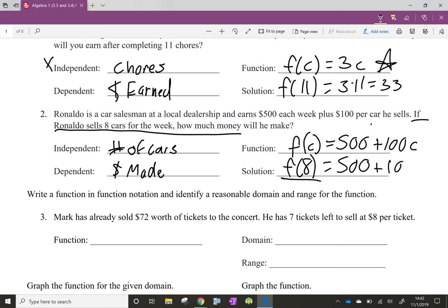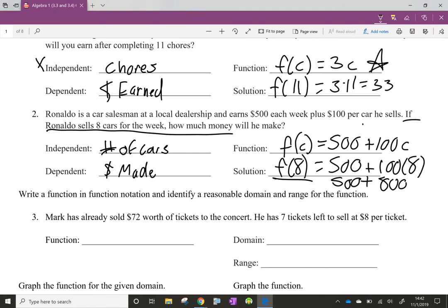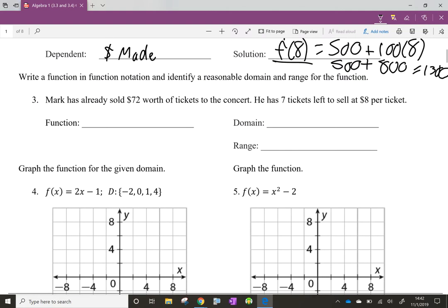500 plus 100 times 8. So remember, you're selling 8 cars, $100 per car. So that's going to be $800 right there in all the car sales you make. And then an additional $500 from your job. And that comes out to a total of $1,300. Oh, there you go. All right.